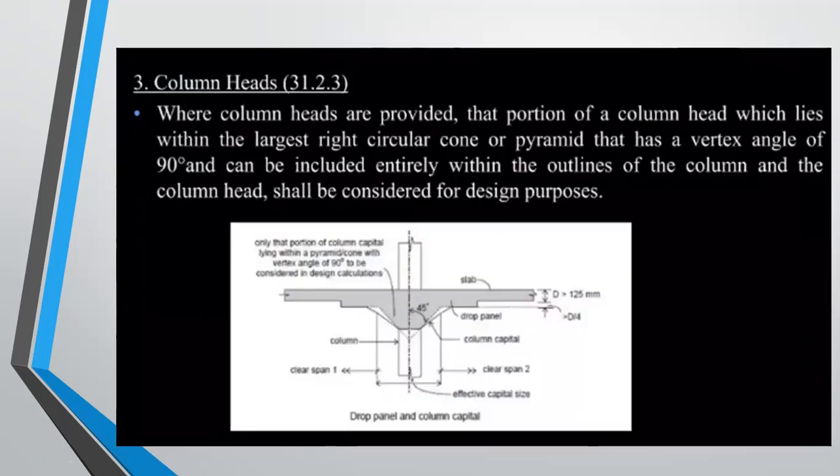And the third part is the column head. When the head is provided, the portion of column head which lies within the larger right circular cone or pyramid should have an angle of 90 degrees, included entirely within the outline of the column.